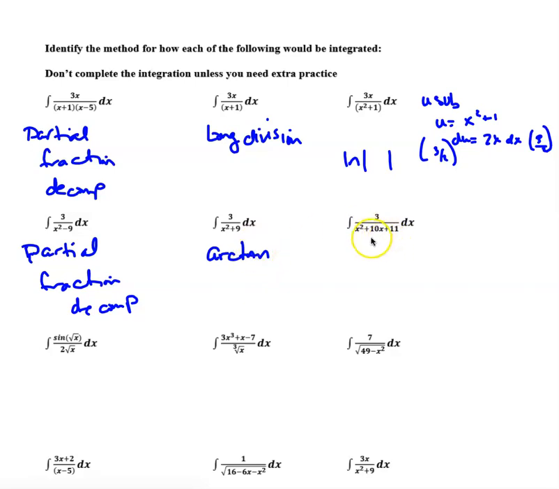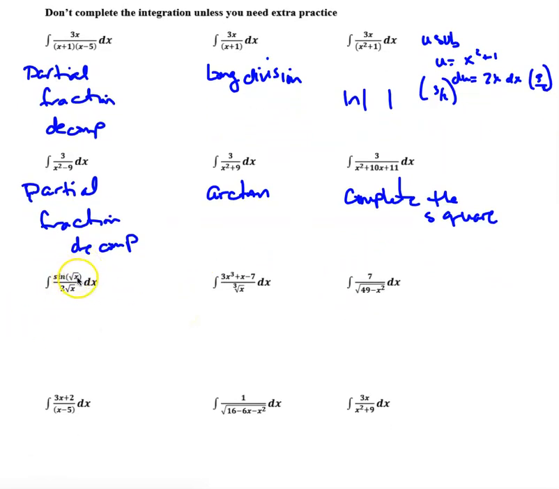This next one, I am not seeing this being factorable, so I cannot use partial fraction decomposition, but I have an x squared that's positive and no square root down here, so I think I can get it to arctan as long as I complete the square first and then use integration of inverse trig functions.